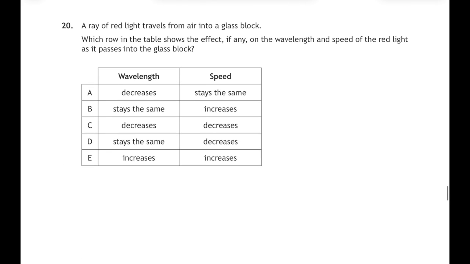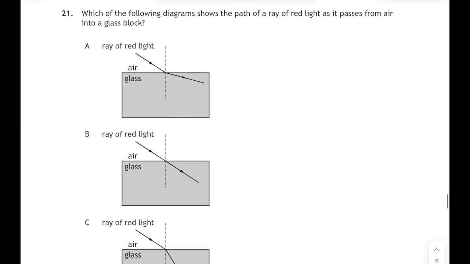Question 20. A ray of red light travels from air into a glass block. Which row in the table shows the effect, if any, on the wavelength and speed of the red light as it passes into the glass block? Well, when light goes from air into a more dense medium, its speed decreases and the waves bunch up. In other words, the wavelength decreases. So wavelength decreases and speed decreases. That's answer C.